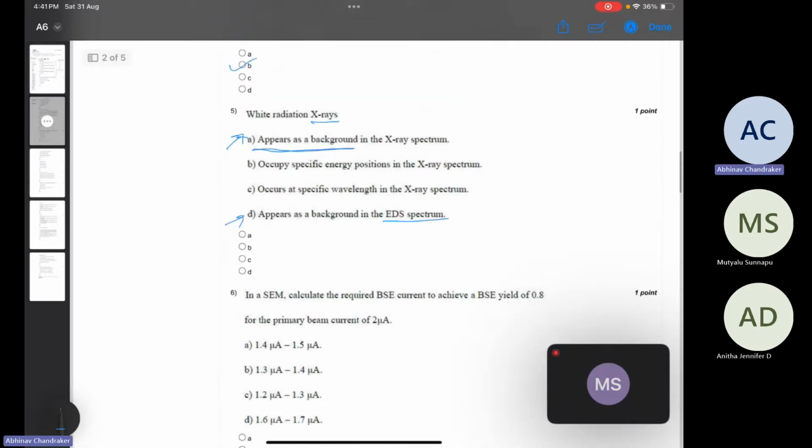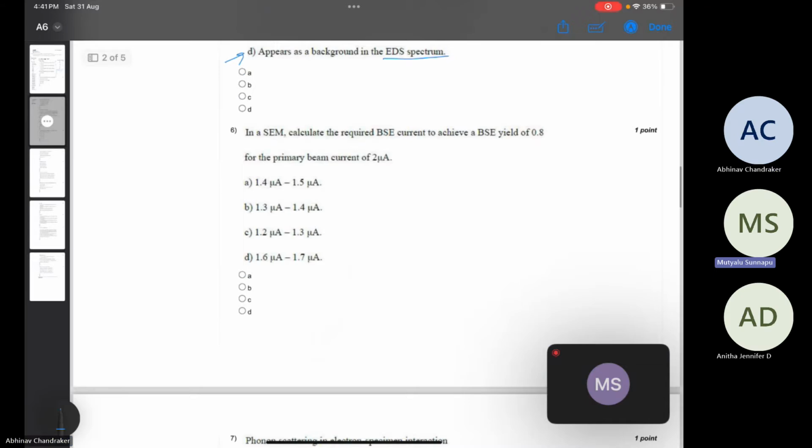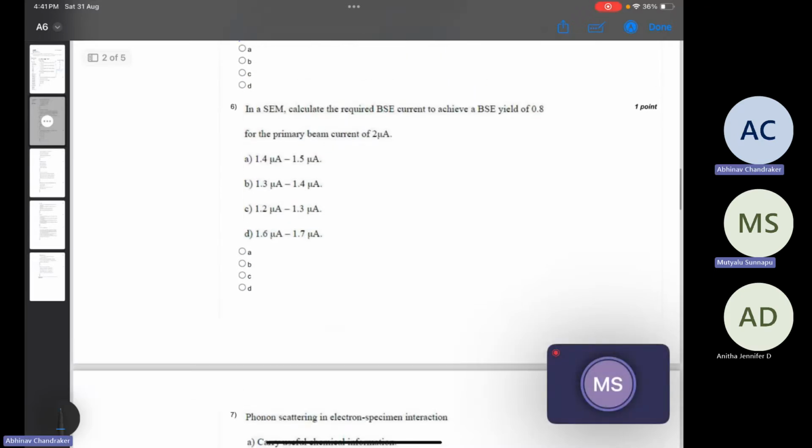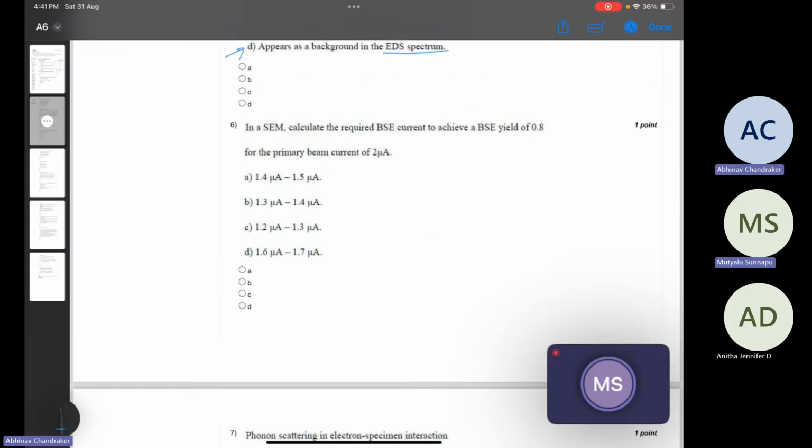But you understood what is white radiation now, right? Yeah. I will look at that. Okay. So we can go to the next question. Yeah, question six.